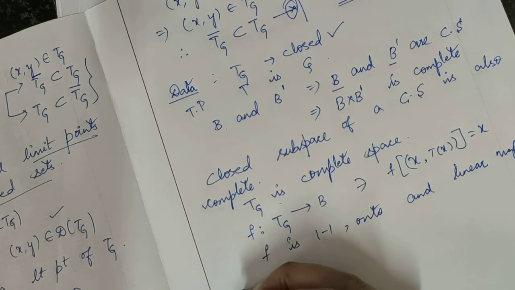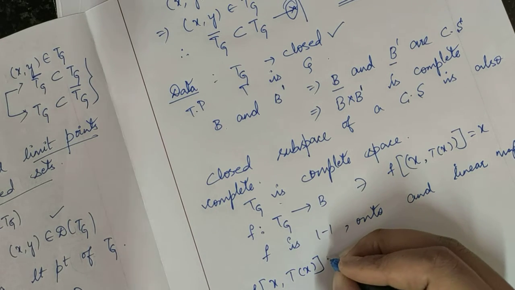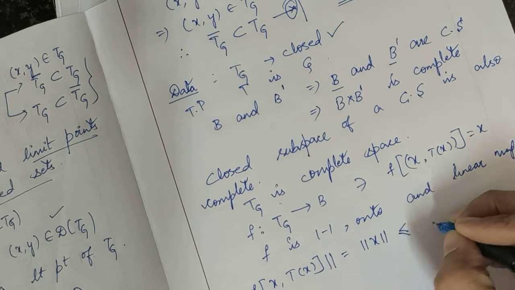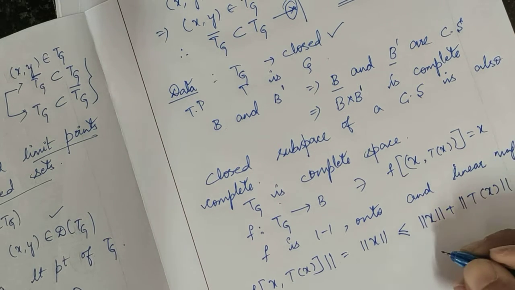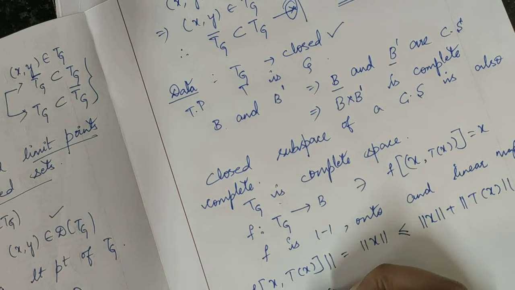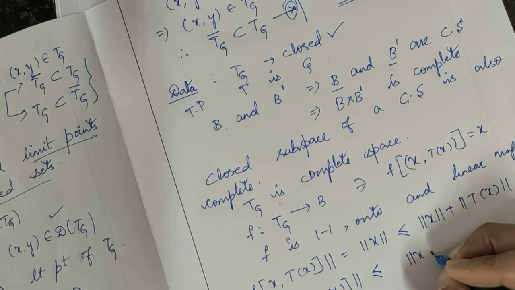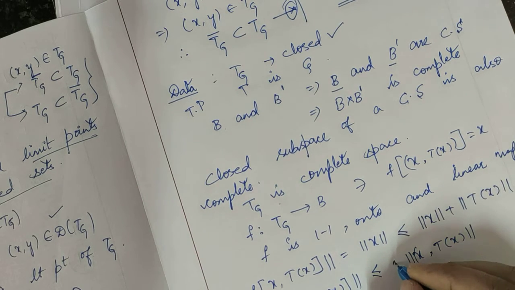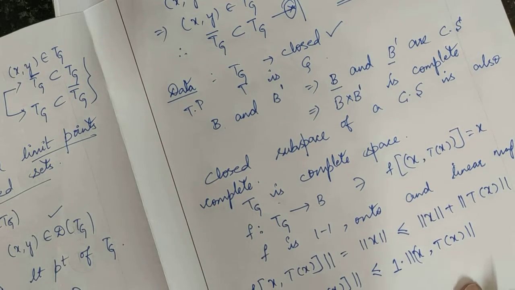Therefore, I will directly consider that norm of f of x comma t of x is equal to norm x, and obviously this norm x will be less than or equal to norm x plus norm t of x. That is nothing but norm f of x comma t of x will be less than or equal to norm x comma t of x. I can write this as 1 into norm x comma t of x.